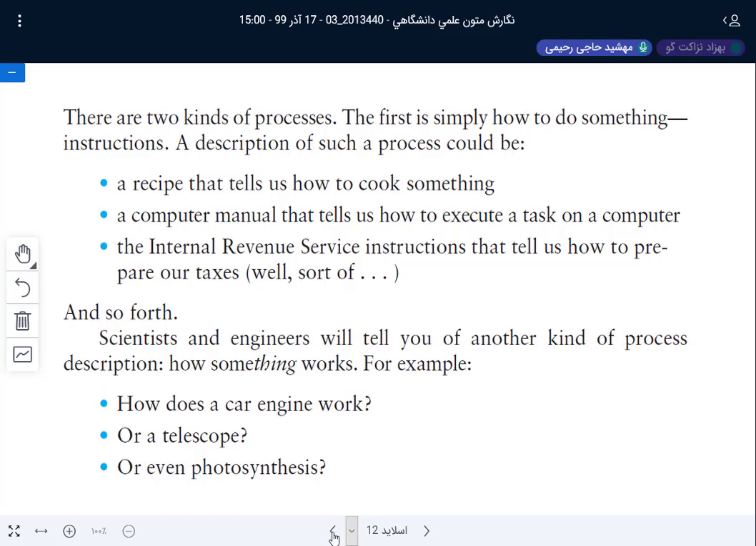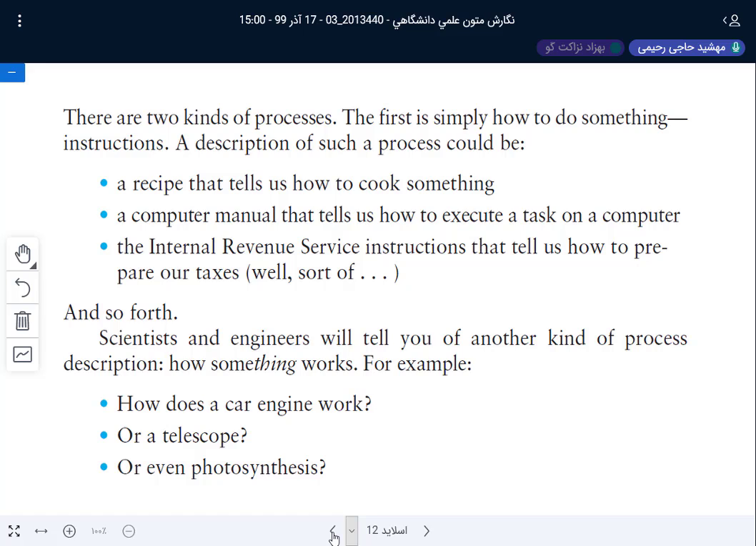The first is simply how to do something, instructions. A description of such a process could be a recipe that tells us how to cook something, a computer manual that tells us how to execute a task on a computer, or the Internal Revenue Service instructions that tell us how to prepare our taxes, and so forth.